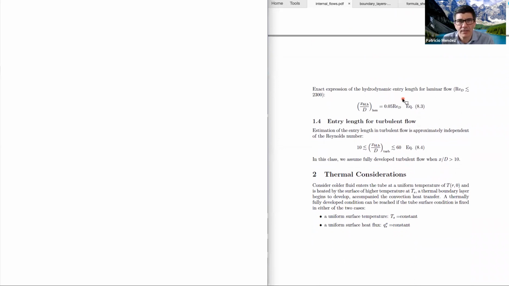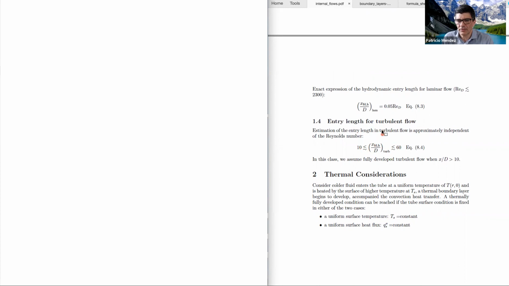This is among the things that will be on Monday. On Monday, the exam will start with, will include transient conduction, which is what we saw 2 weeks ago. Will include boundary layers and external flows, and internal flows as we see now.